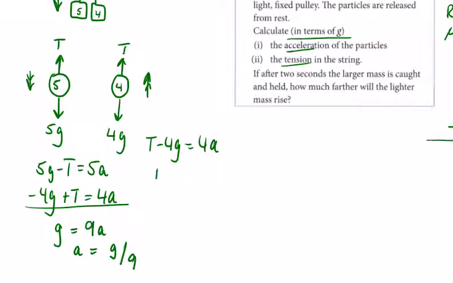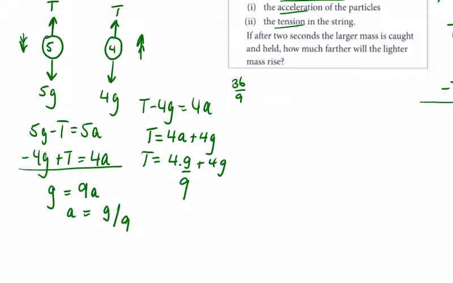Tension, well, tension is equal to 4a plus 4g from here. So my tension is 4 times g over 9. Hard to distinguish the g's from the 9 sometimes with mine. Plus 4g. So I have 4 full g's and I have 4/9 of a g. So I have 36 over 9 is 4, so I have 40 over 9. So T is equal to 40g over 9.